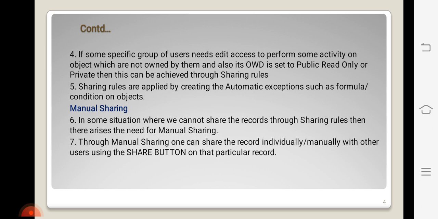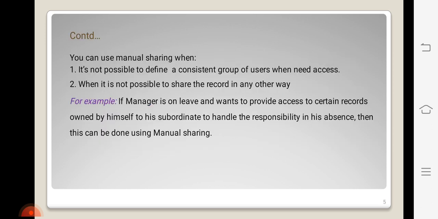Manual sharing. Now, in some situations where we cannot share the records through sharing rules, there arises the need for manual sharing. Through manual sharing, one can share the record individually or manually with other users using the share button on that particular record. You can use manual sharing when it's not possible to define a consistent group of users who need access, and second, when it is not possible to share the record in any other way.